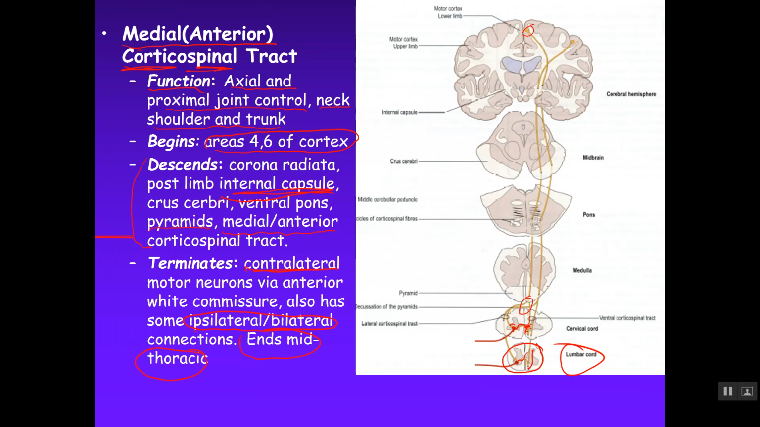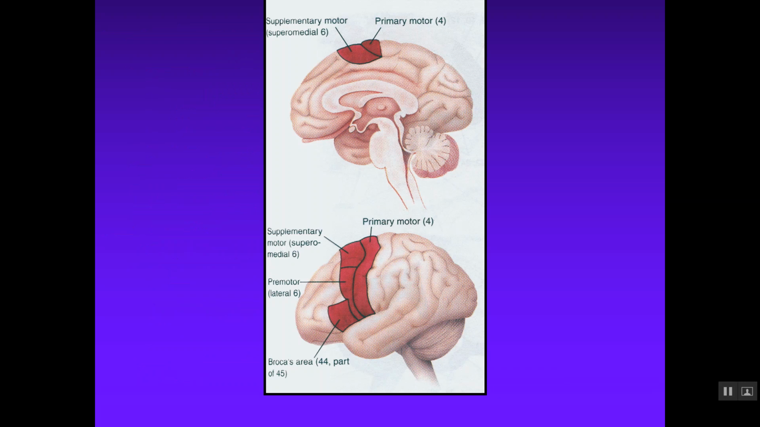So let me reference a few of these areas and show you on some cross sections, because we're going to see this consistently now. Anytime we talk about something from the cortex, we're going to go through these same areas. So this is the motor areas of the brain on the cortex. So the area 4, that's the primary motor strip.